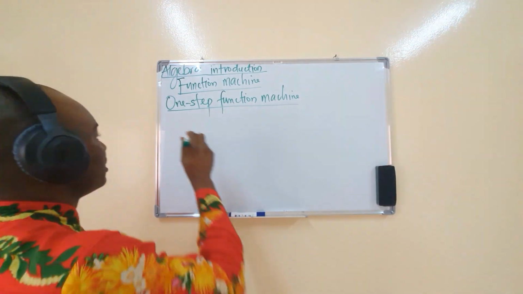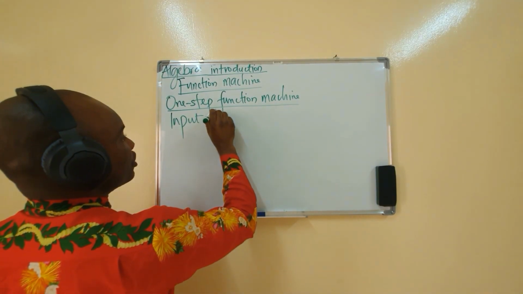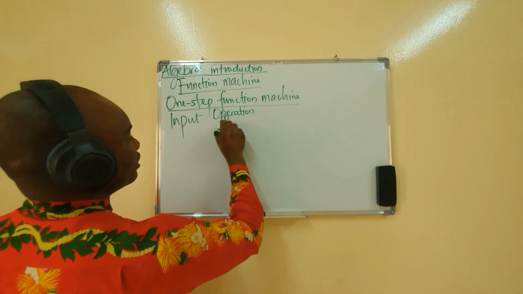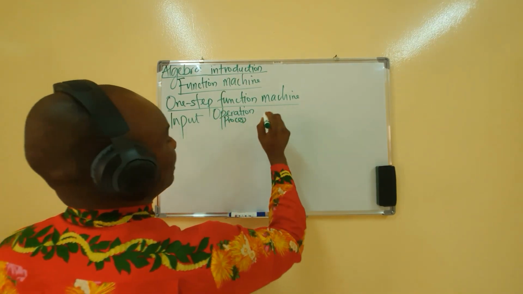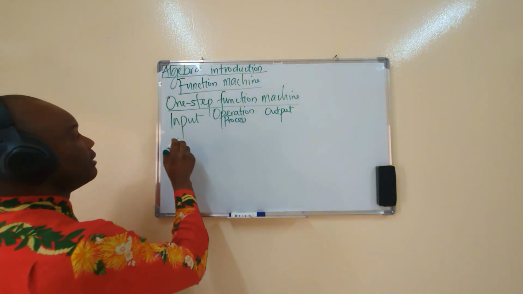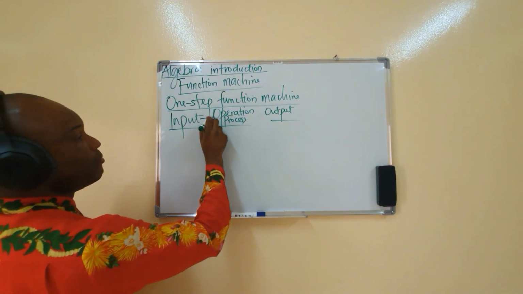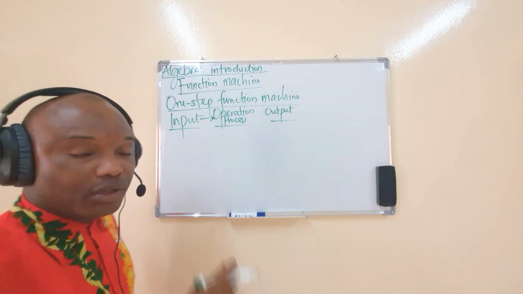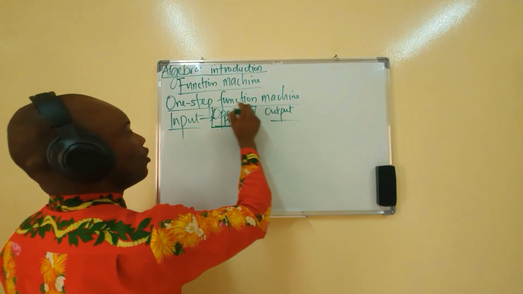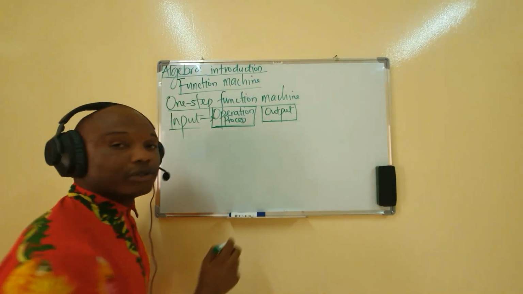The one-step function machine deals with the input stage, the operation stage, or you can call it the process stage, and then finally, we have the output stage. Now, I am going to take time to explain each of them to you. What happens is when you make an input, let's say on your calculator, the input goes through a process or an operation stage to give you an answer. The answer is called the output.